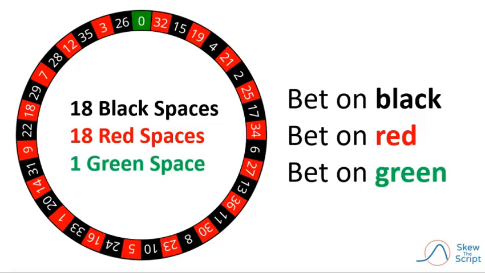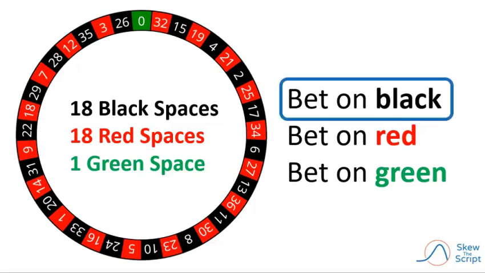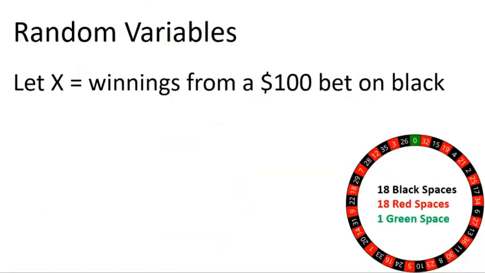There are different ways to bet in roulette, but the simplest way to bet is by color. You can bet that the ball will land in one of the 18 black spaces, or you can bet that it will land in one of the 18 red spaces, or you can bet that it will land in the one green space on the wheel. Clearly, it wouldn't make a lot of sense to bet on green, but it looks like the red and black spaces are pretty similar in terms of chances. So let's investigate what our odds would be if we bet on black.